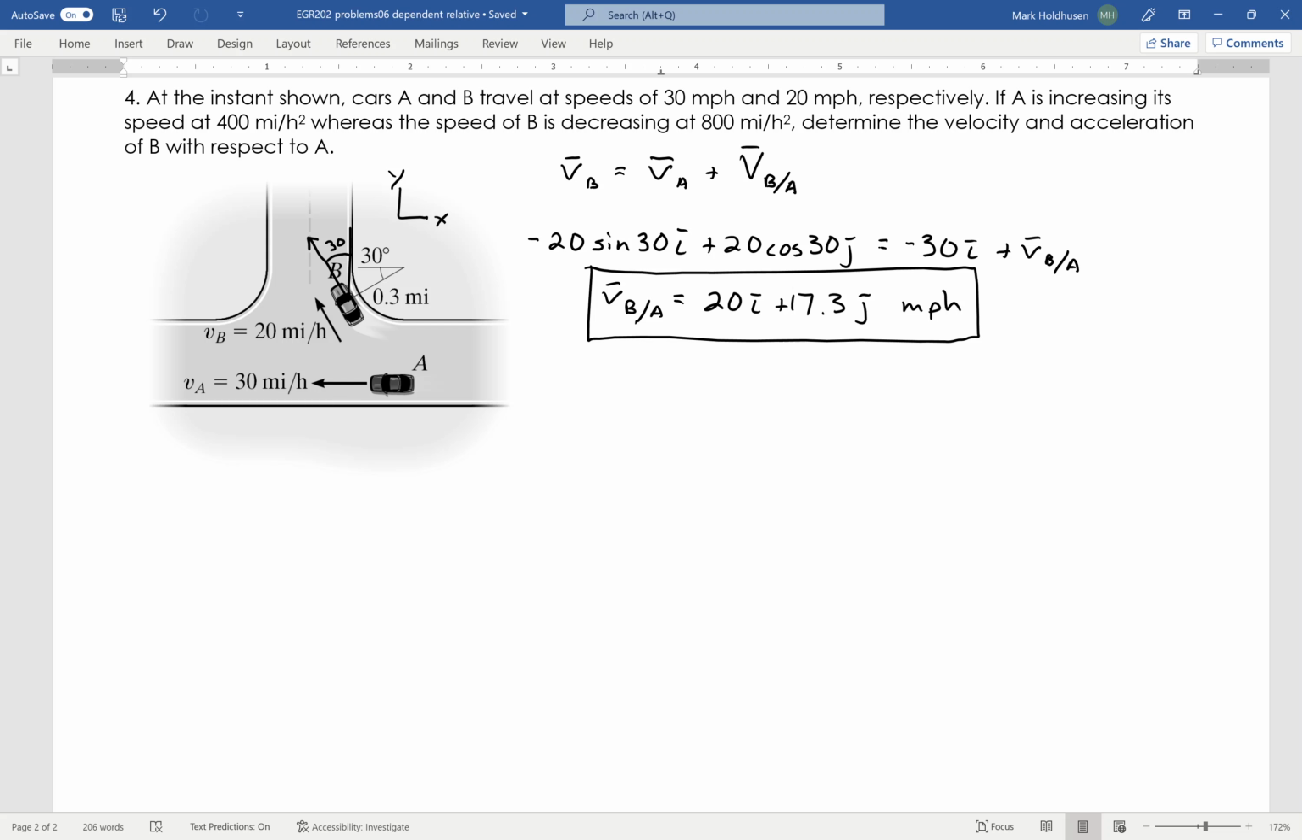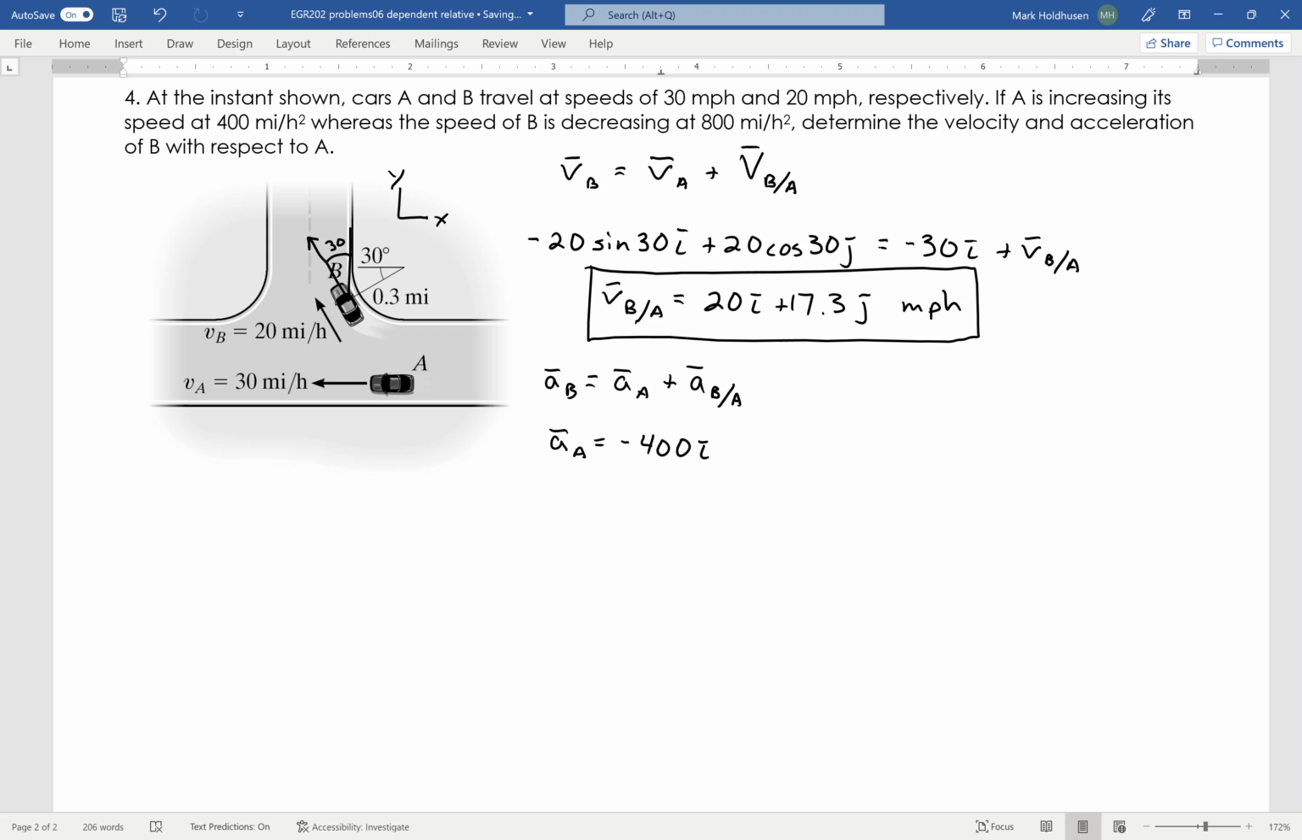We will do the exact same thing for the acceleration. So the acceleration of B equals the acceleration of A plus the acceleration of B with respect to A, which is what I'm trying to find. Let's start with the easy one here. A is just traveling in a straight line. It is increasing its speed, but in the negative x direction. It's traveling to the left, going faster and faster. So that acceleration will actually be negative 400 in the i direction, because it's increasing its speed in the negative x direction.